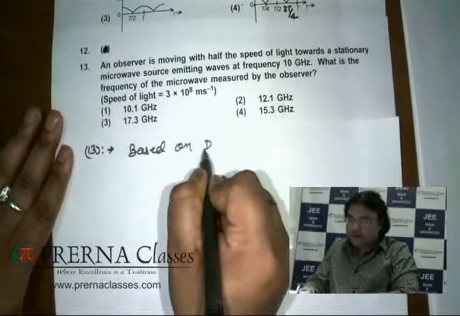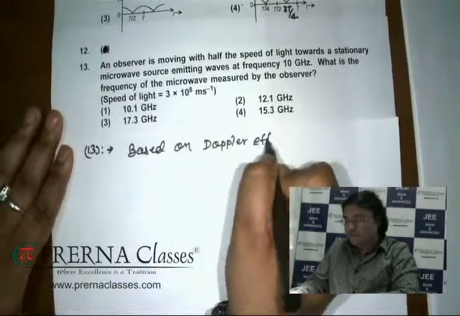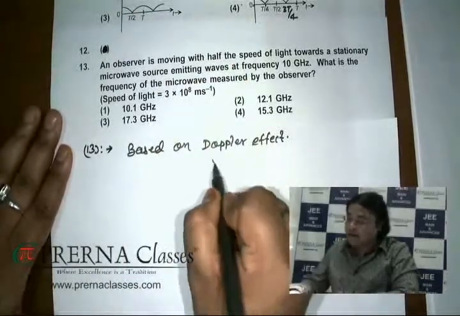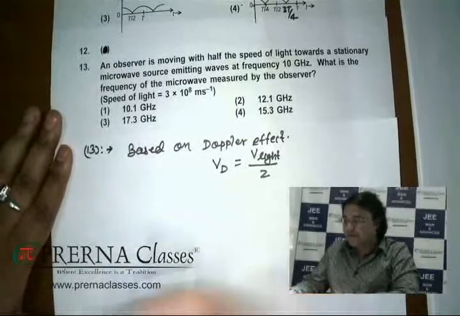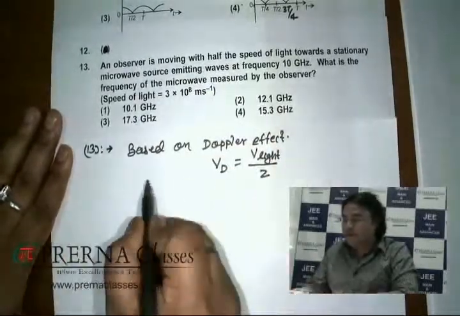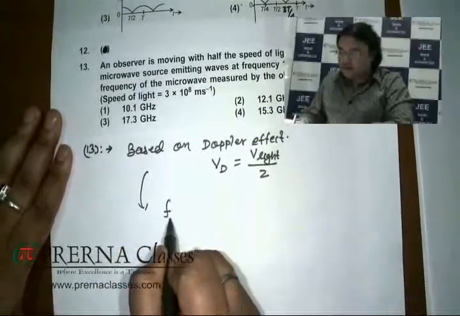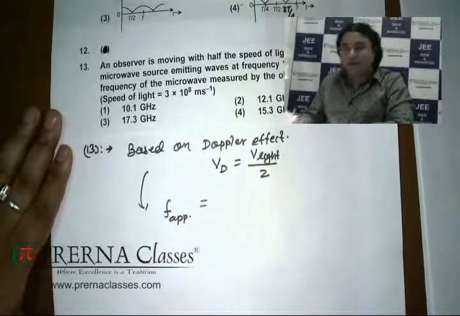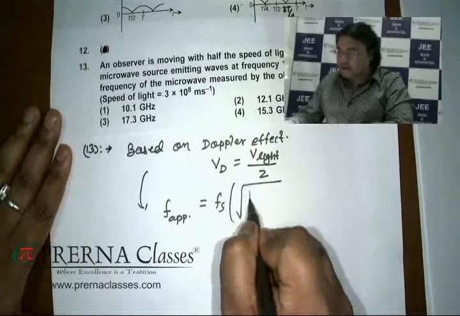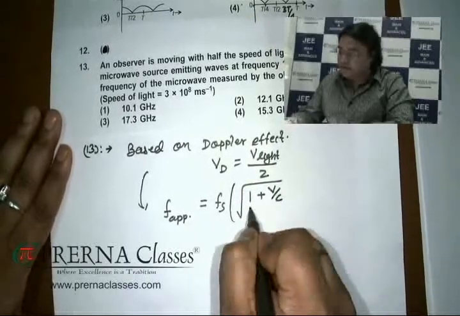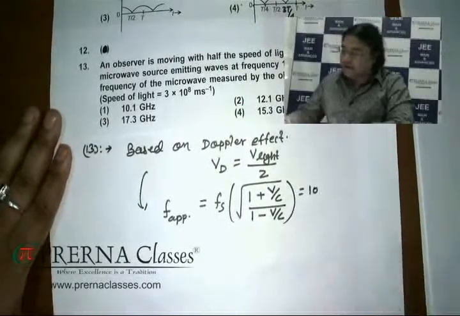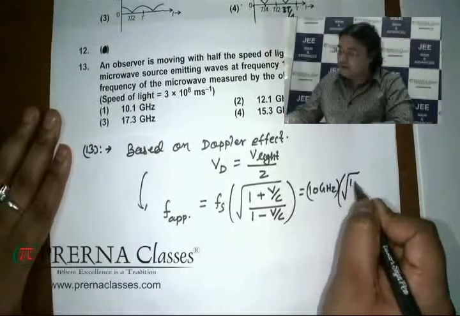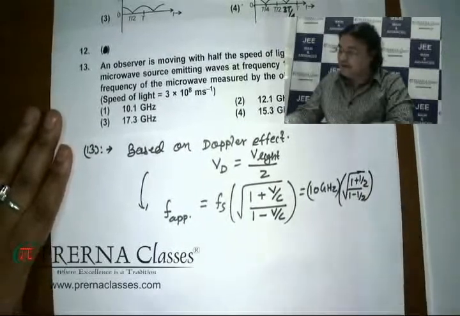Okay, next one, that means question number 13. It is based on Doppler effect. But here the speed of detector, or you can say observer, is half of the speed of light. So we can't apply the normal formula of Doppler effect of sound in air. Here basically we use the formula of Doppler effect of light, apparent frequency, which is given by the expression frequency of source into 1 plus speed of observer divided by C divided by 1 minus speed of observer divided by C.